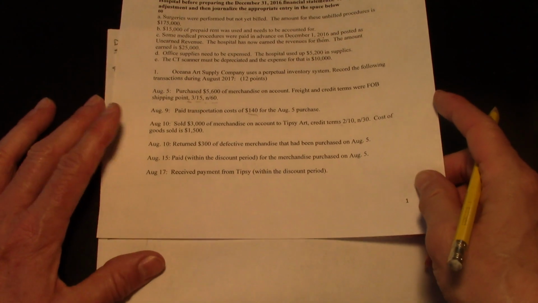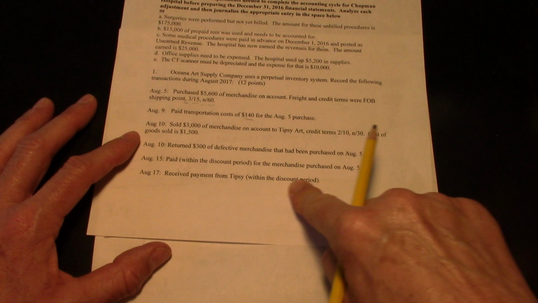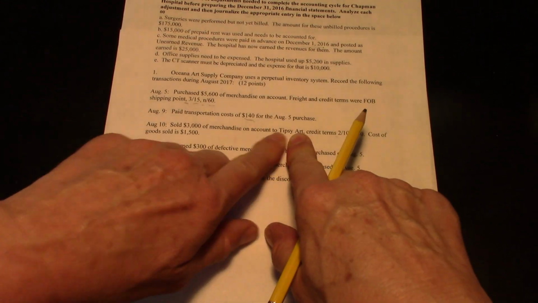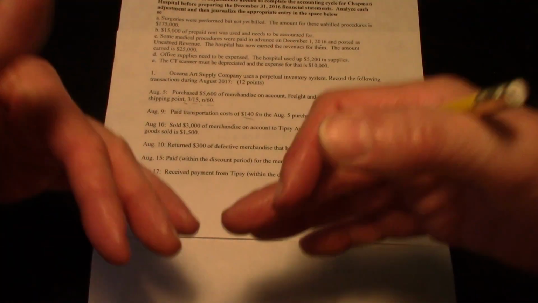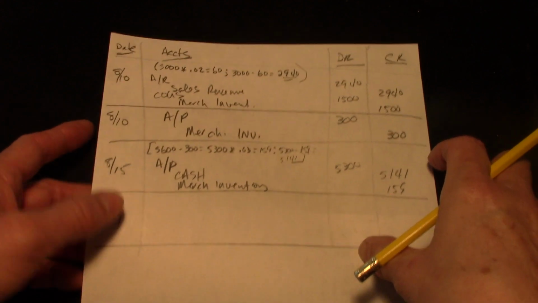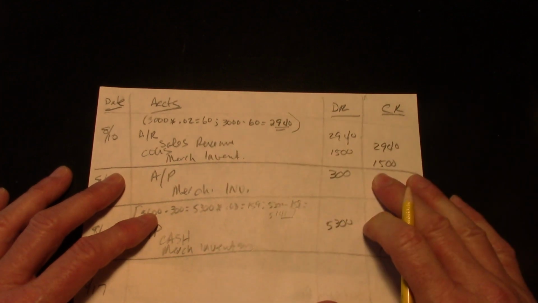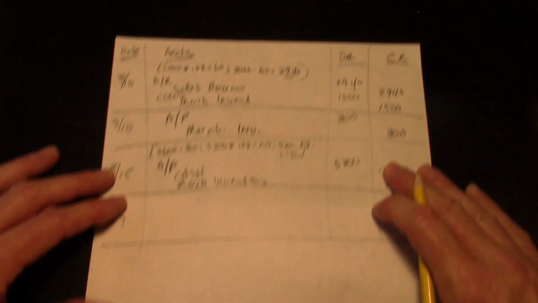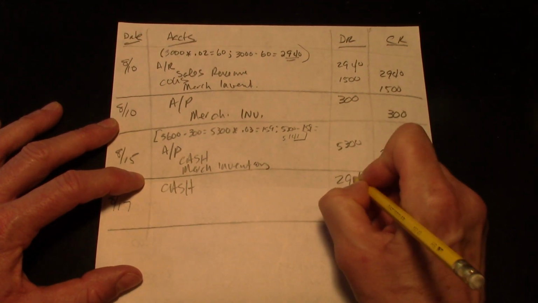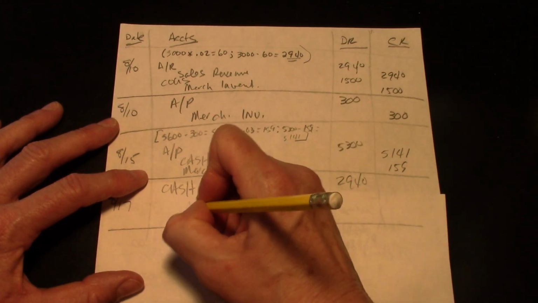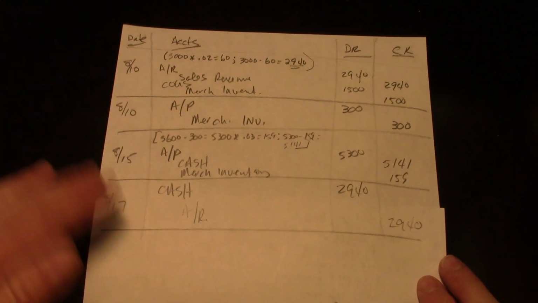Okay. So the last thing on August 17, received payment from Tipsy. So this is Tipsy. Sold $3,000, 2/10 net 30, cost of goods. That sale, they pay us for. So we just have to see what they owe us. Well, our accounts receivable is $2,940. We've already calculated the discount. So all we have to do is accept that cash from them, $2,940. And of course it's going towards that accounts receivable, $2,940. So there you go.